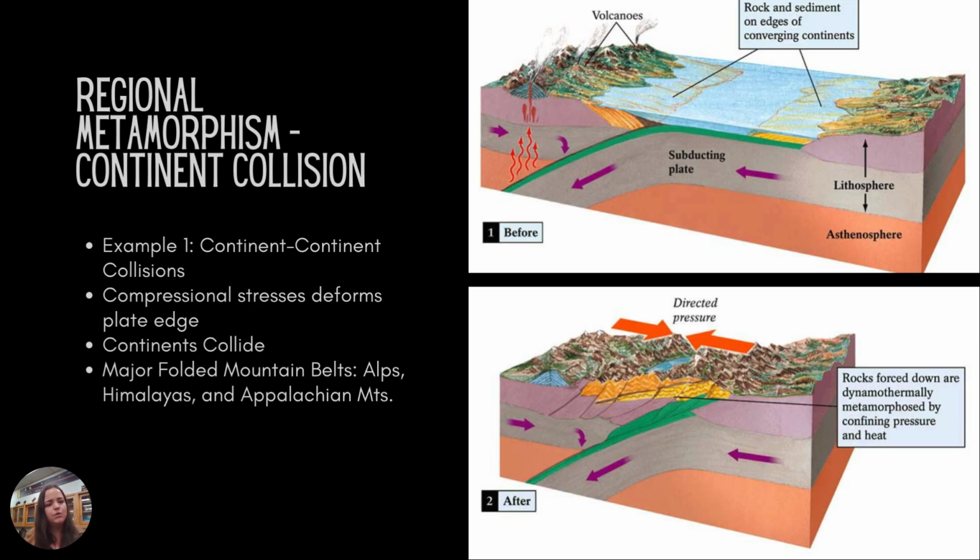Regional metamorphism is where we have collision. This first example is continental collision. So two continents are colliding. There's a lot of compression that happens here. Remember, this is directed pressure that would give us foliation, and it'll also give us folded mountain belts like the Alps, the Himalayas, the Appalachian Mountains, and it'll bend the rocks and create that foliated fabric within the metamorphic rock.